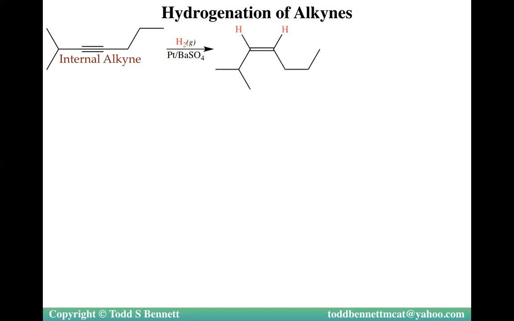Just like before, we got syn addition with an alkene, we get syn addition with an alkyne. But you'll notice this is an alkene. So in theory, we should add 2 more H's. It should go straight from the alkyne, add 2 to make the alkene, and 2 more to make the alkane. But the purpose of barium sulfate in there is to poison it. So it serves to stop it at the alkene. So this is one thing a little bit different.